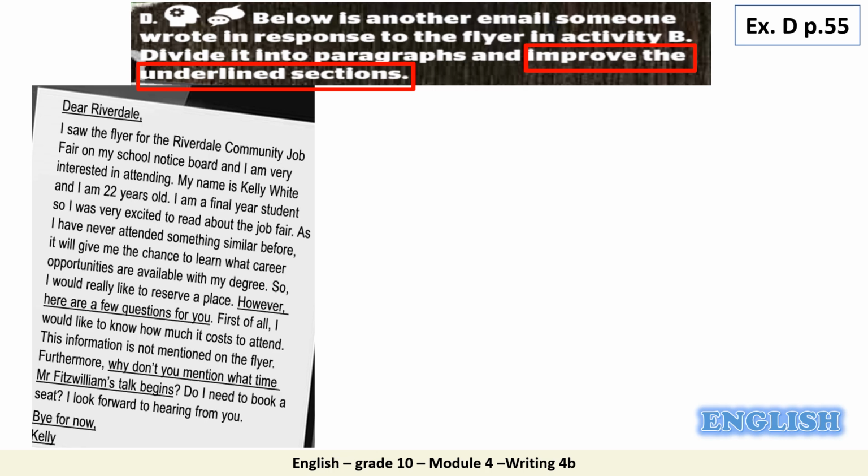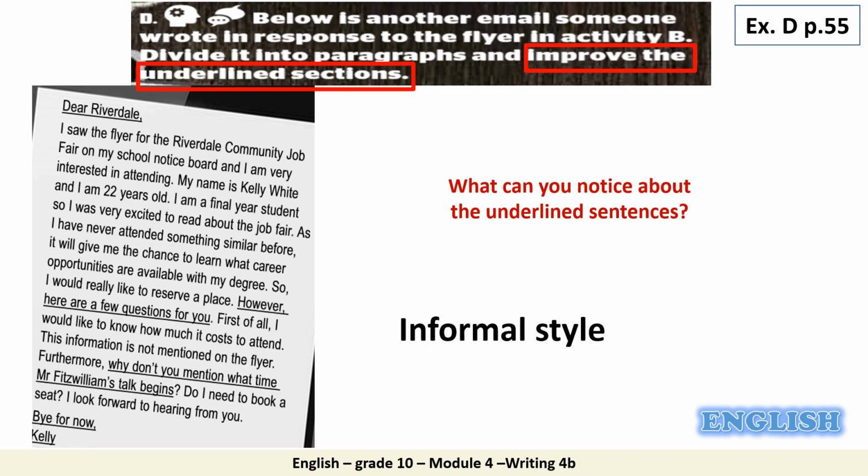Before we move on, let's look at the underlined sentences and try to figure out what is wrong with them. What can you notice about them? Pause and look up the answer. They are written in informal style. Excellent. Now, can we use it in our email for the day? Definitely not.